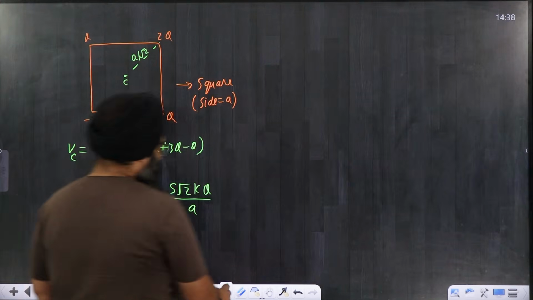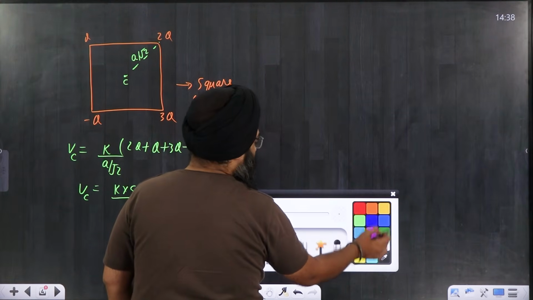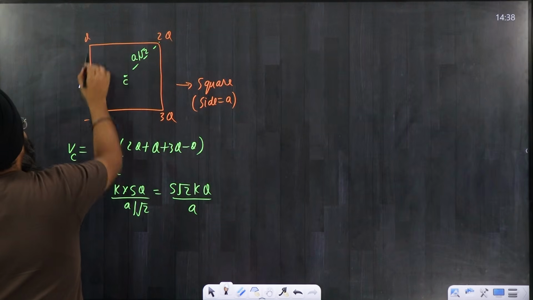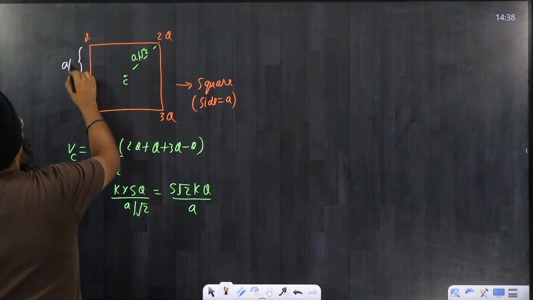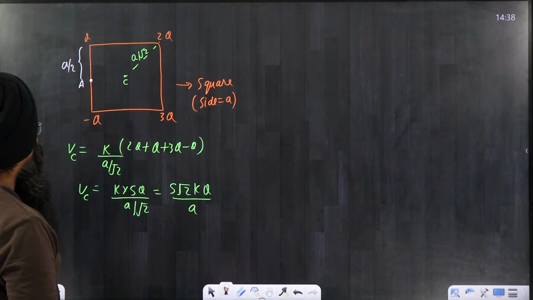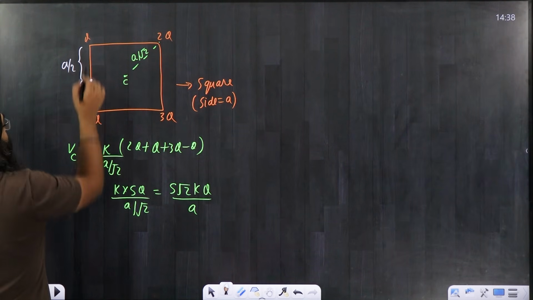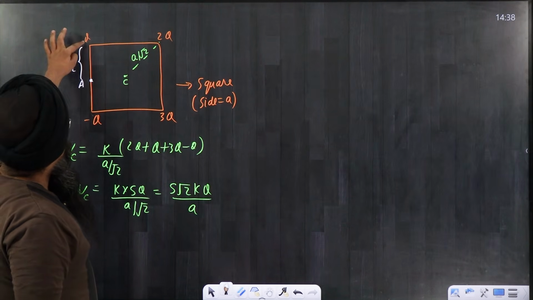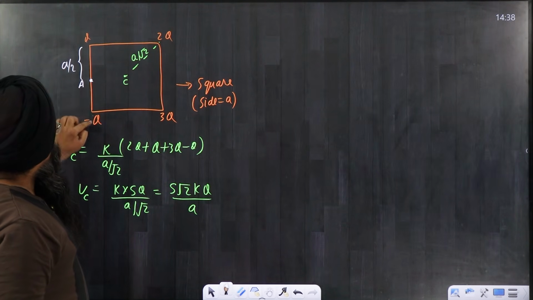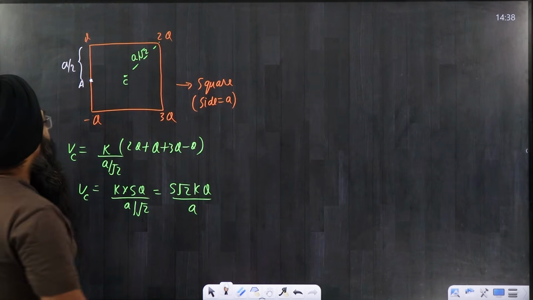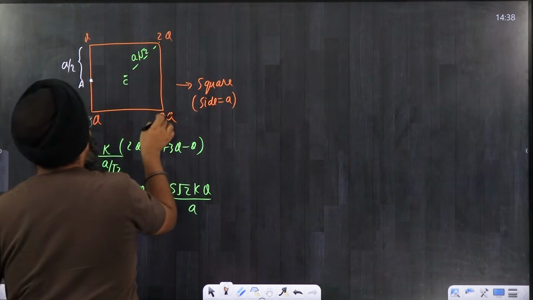They are also asking you the potential at this particular point. Potential at A, and this distance is given to you as A by 2. So how you will find it? Please understand. Due to this Q and due to this minus Q, at this point the potential will cancel out, because this will create a potential of KQ divided by A by 2 and this will create a potential of minus KQ by A by 2. So they will cancel out each other, and due to these two it will add.